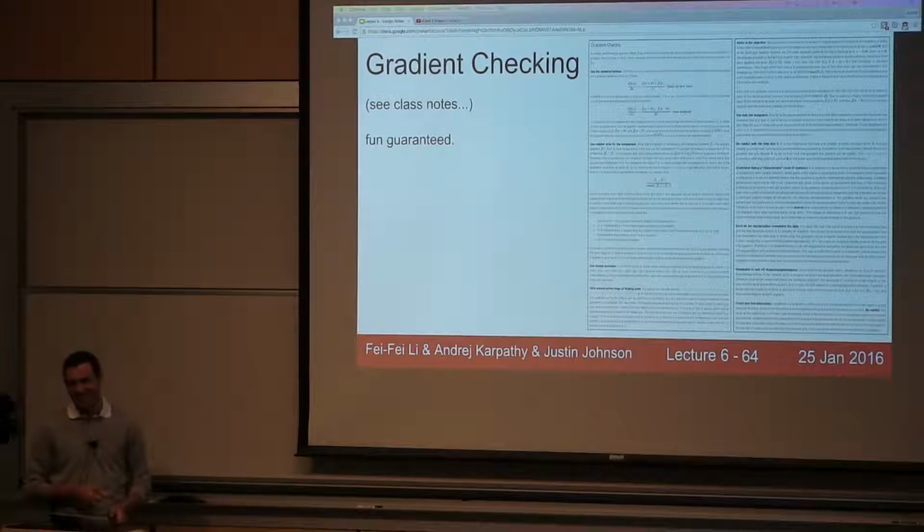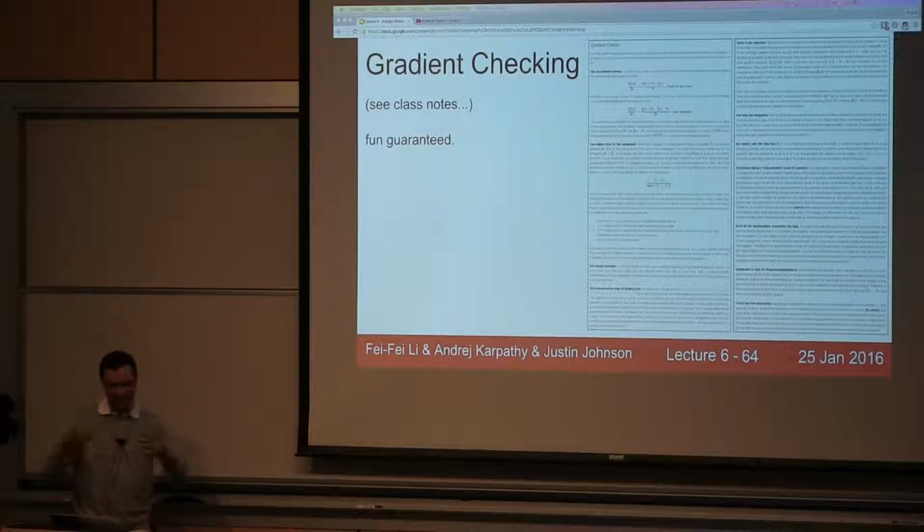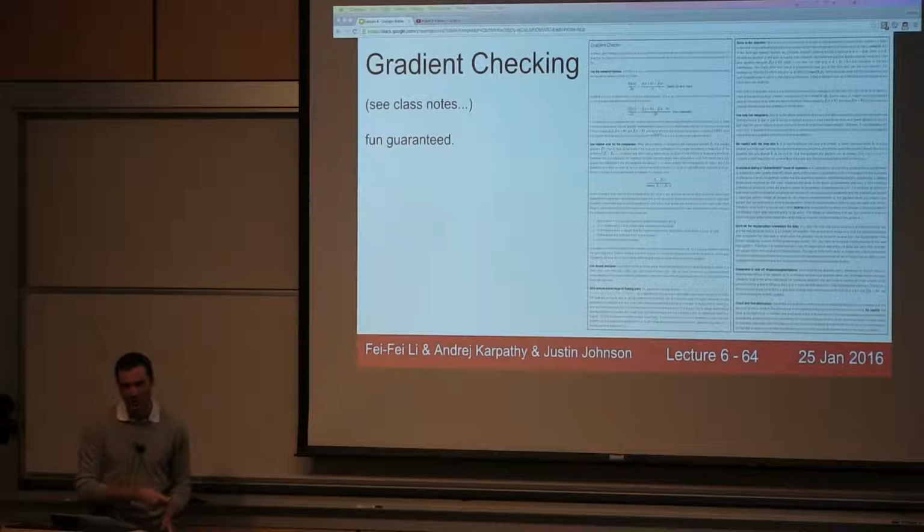OK, so I was going to go at this point into gradient checking. But I think I decided that I'm going to skip this because I'm tired of all the neural network. We've been talking about lots of details of training neural networks, and I think you guys are tired as well. And so I'm going to skip gradient checking because it's quite well described here in the notes. So I encourage you to go through it.